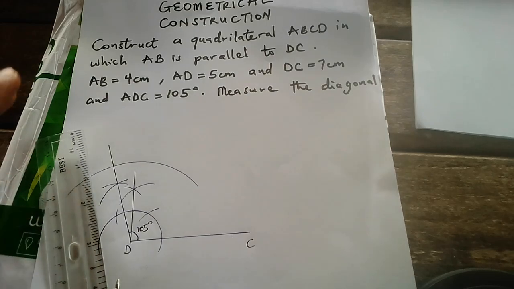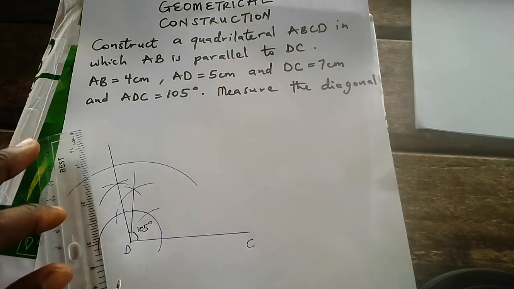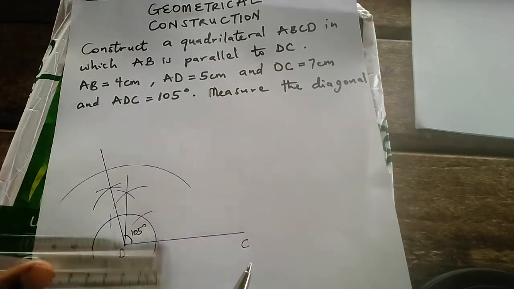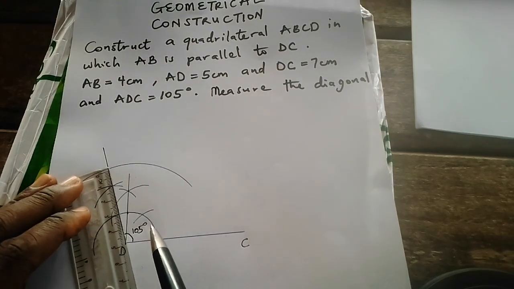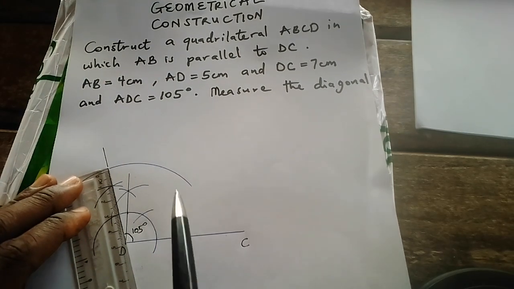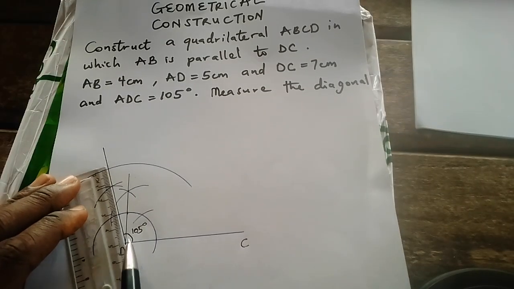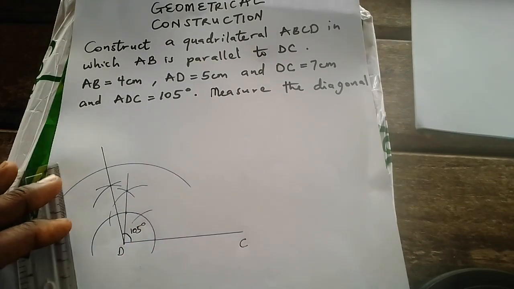So realize that what they said, our AB is 4 centimeters. So if you measure from this point to this point, our AD is 5 centimeters. From this point to this point should give us 5.